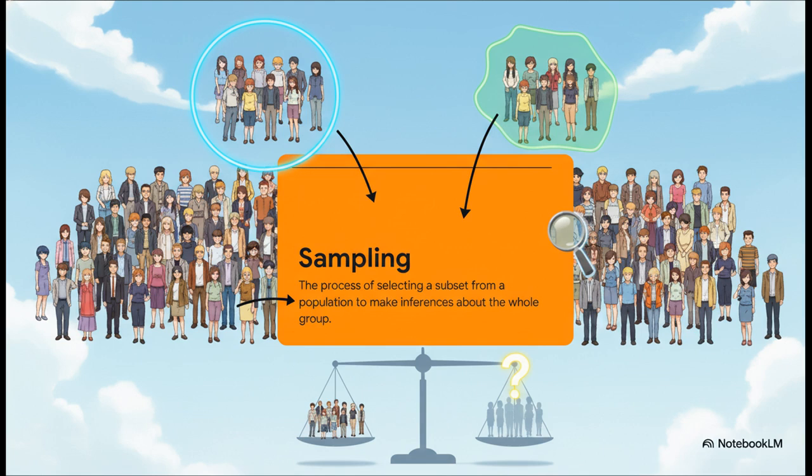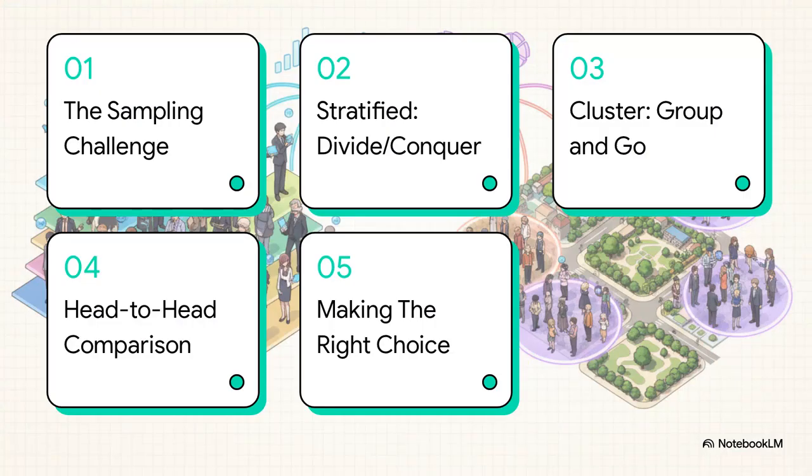You get this sample right, and it's like having a superpower. You can make incredibly accurate predictions. But get it wrong, and your results are worse than useless, they're flat out misleading. That's why the way you pick your sample is everything. All right, so here's our game plan. We're going to start with a divide and conquer strategy, which is stratified sampling. Then we'll check out a more practical group and go approach called cluster sampling. After that, we'll put them side by side to really see the difference, and we'll wrap up with how to actually pick the right one for the job.